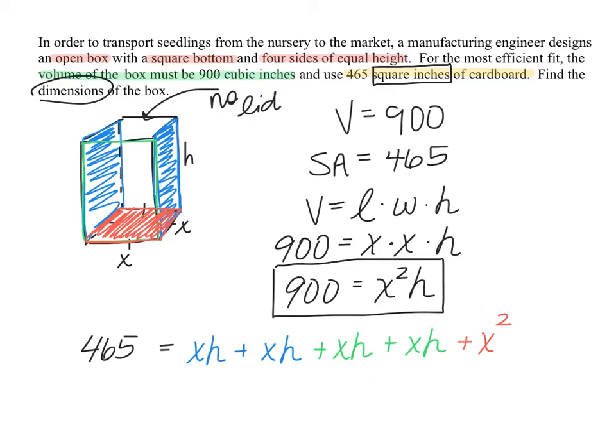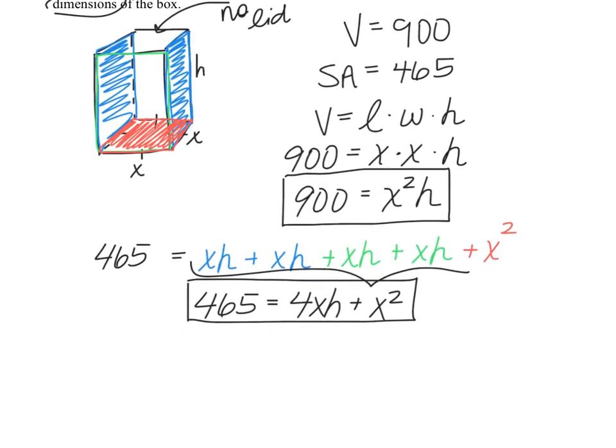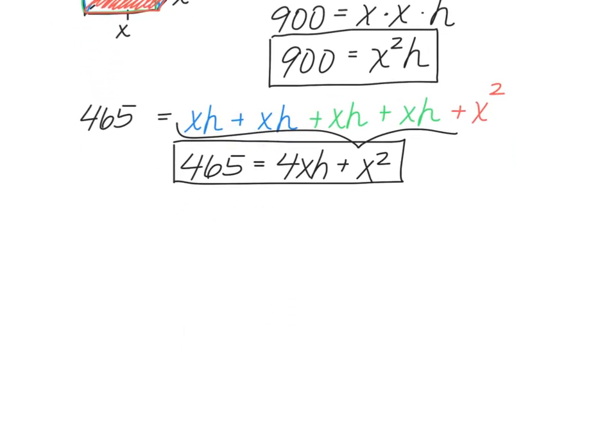So if we combine like terms, we have xh added together 4 times, so that would be 465 is equal to 4xh plus x squared. 465 equals 4xh plus x squared. So this is my second equation in my system of equations. So let me go ahead and show how this would be written with a curly bracket.